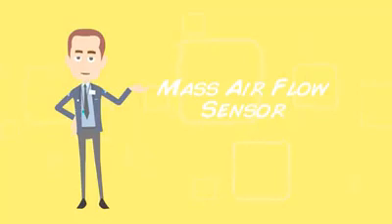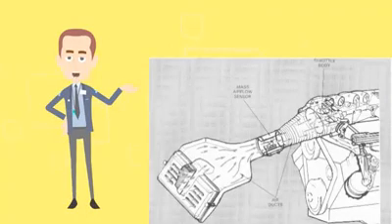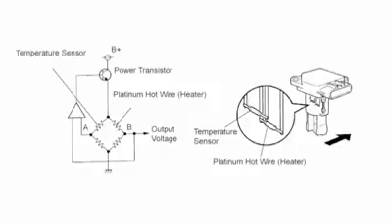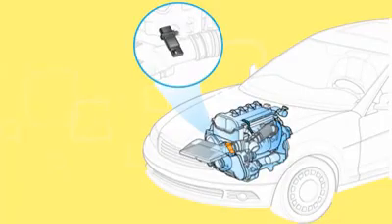Mass airflow sensor. This type of sensor measures the volume of air entering the engine. This information helps the ECM to balance and deliver the correct fuel mass to the engine. It produces more current to keep the temperature required by the manufacturer. It is located on the air cleaner box.